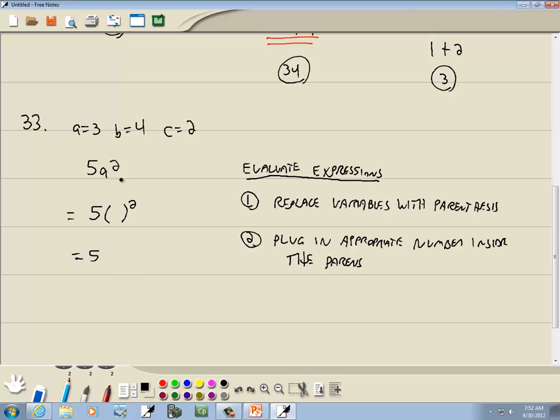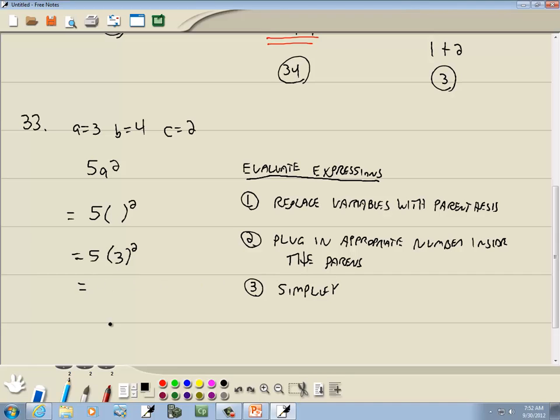Well, this one we had a there. A up here we said was 3. So we're going to put 3 inside the parentheses. It wouldn't make any sense to put 4 in for the b because there is no b. And step 3, simplify using your order of operations.